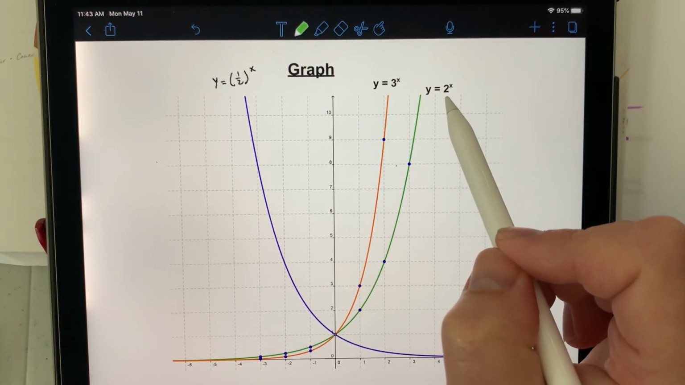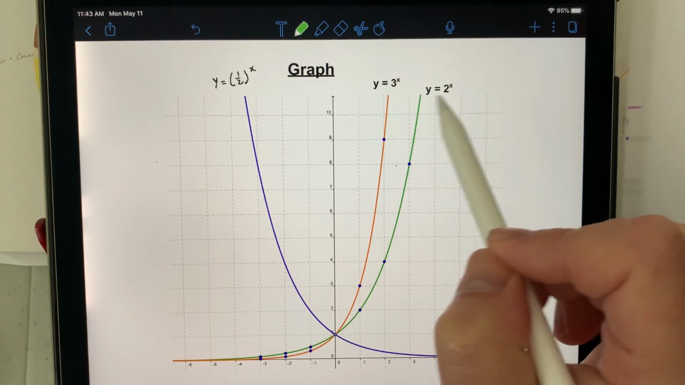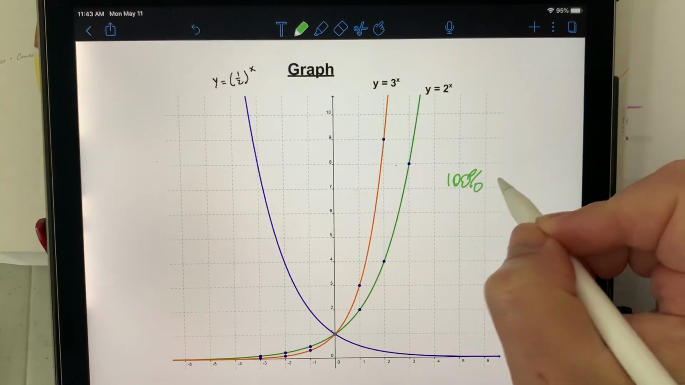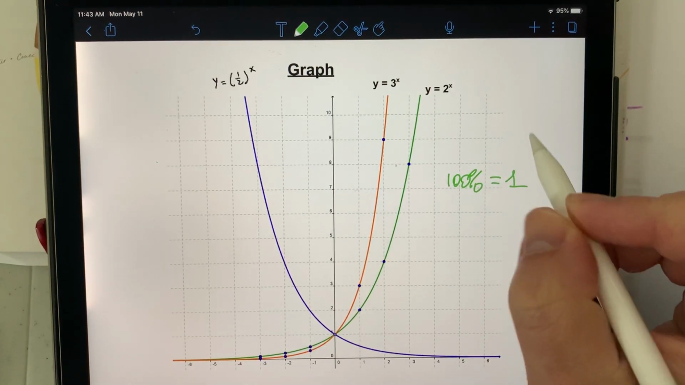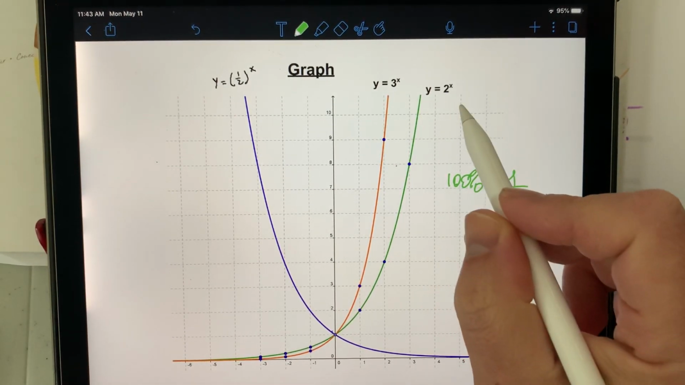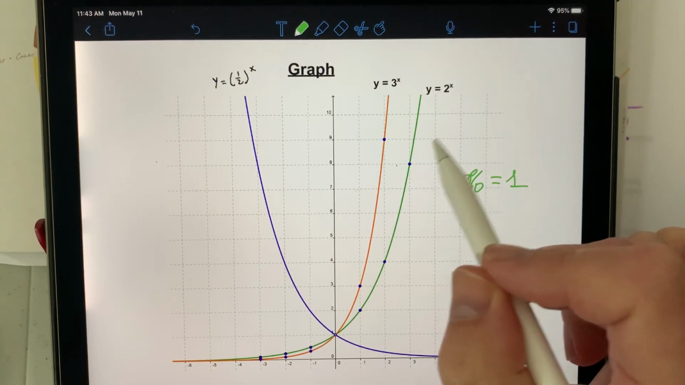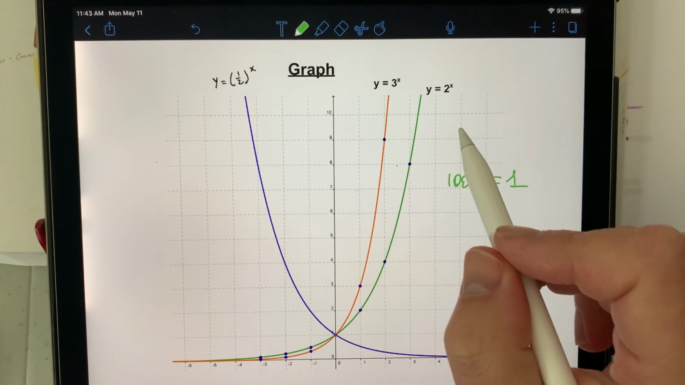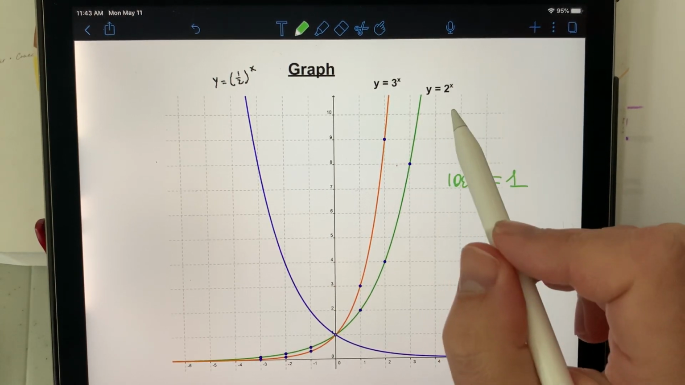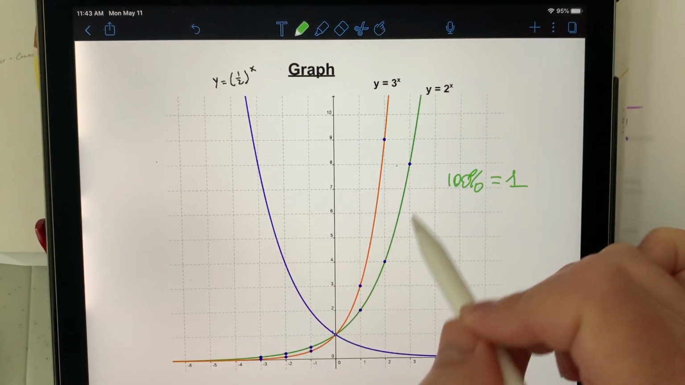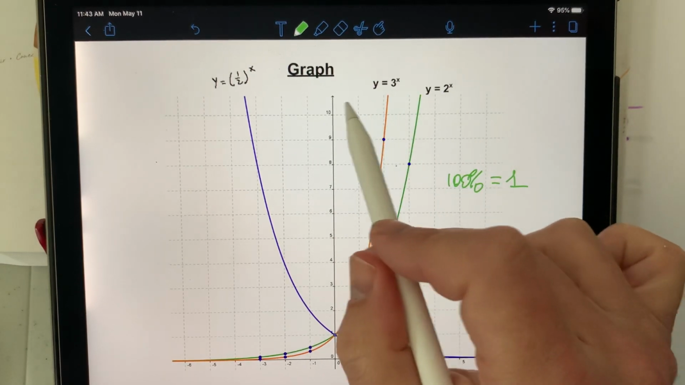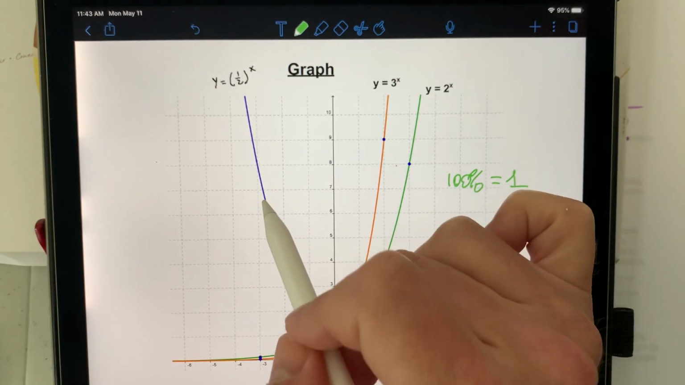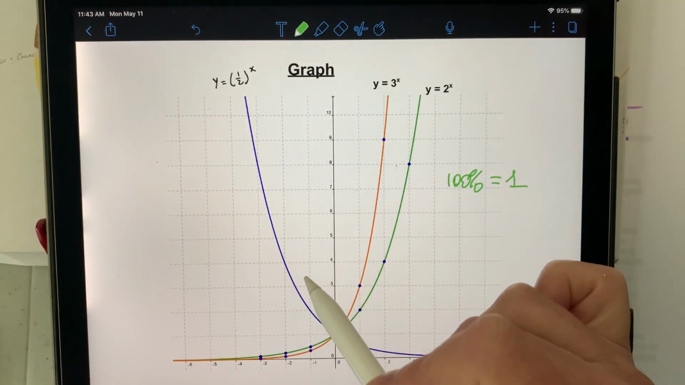But if the base is bigger than 1, you know that 100% is equal to 1 in decimal, right? So if the base is bigger than 1, it's more than 100%. If I multiply something that's more than 100% by itself, like 1.2, it means I'm getting 20% more every time. If I'm getting 20% more every time, I'm going to go up. If the number is less than 1, like a half, it's 50%, that means I'm going to get half, I'm going to get half, I'm going to get less and less.